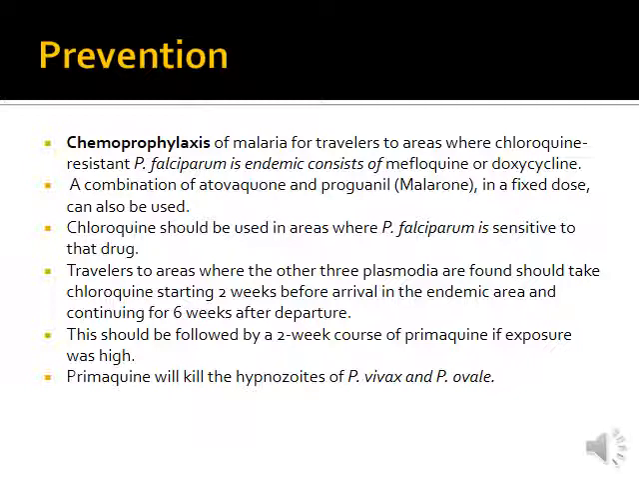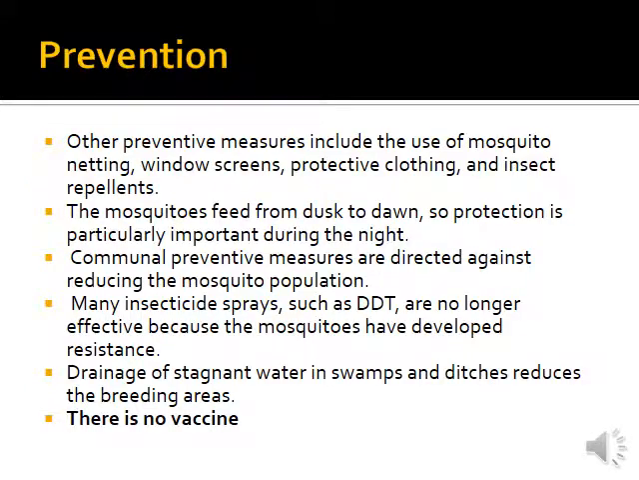Travelers to areas where the other three Plasmodia are found should take chloroquine starting 2 weeks before arrival in the endemic area and continuing for 6 weeks after departure. This should be followed by a 2-week course of primaquine if exposure was high. The advantage of primaquine is that it is going to kill hypnozoites of Plasmodium vivax and ovale.